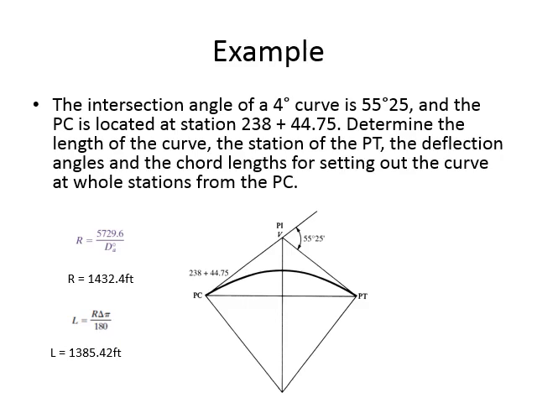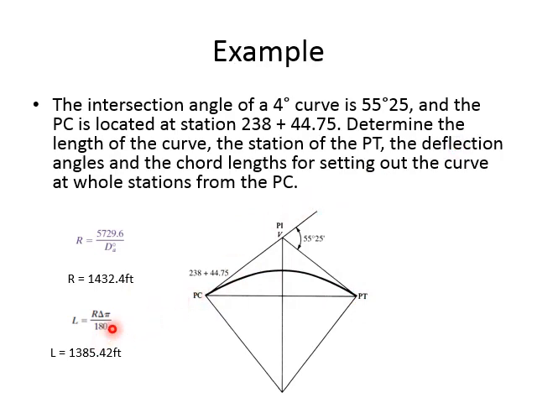So we have this example, we have a 4-degree curve. So 4 is the degree of the curve. Then we have the intersection angle, deflection angle, given as 55 degrees 25 minutes. PC station is given, the starting point of the curve is given. They want us to find out the length of the curve, the end of the curve, PT, and the deflection angles and the chord lengths for these intermediate segments of the curve, so that they can set out the curve.